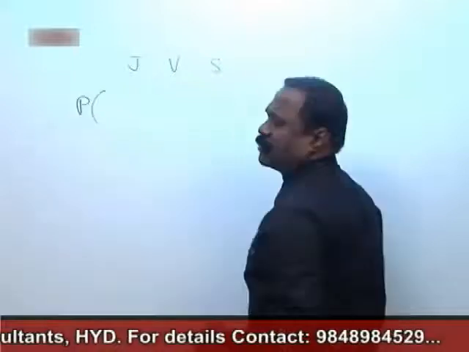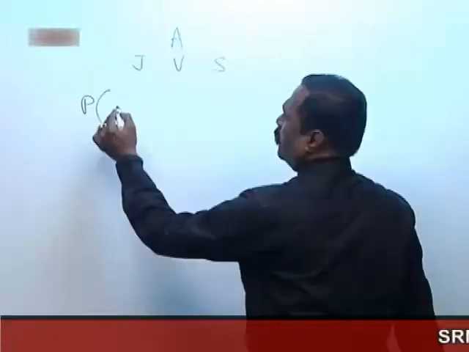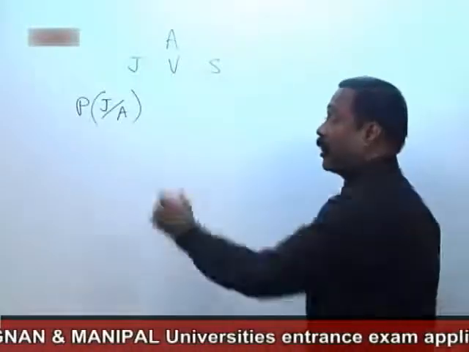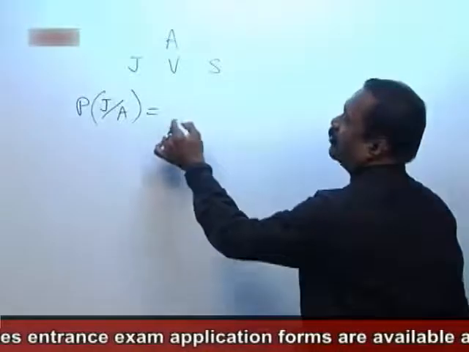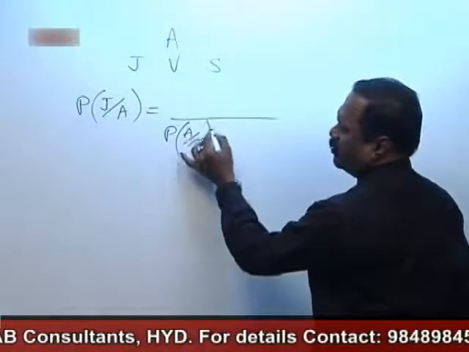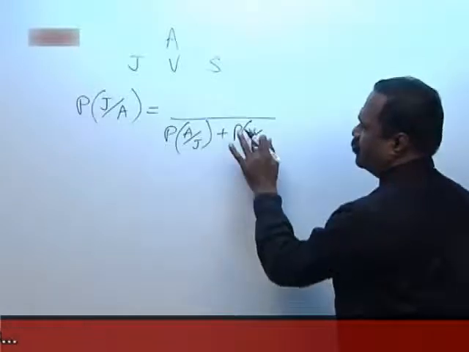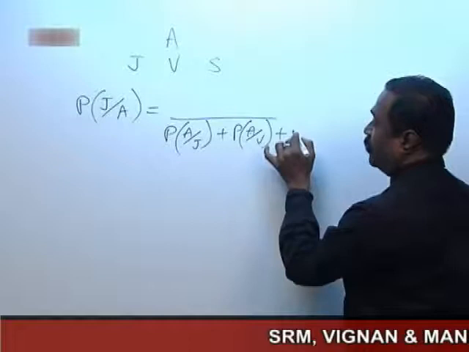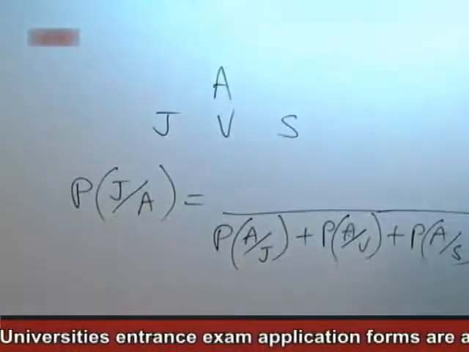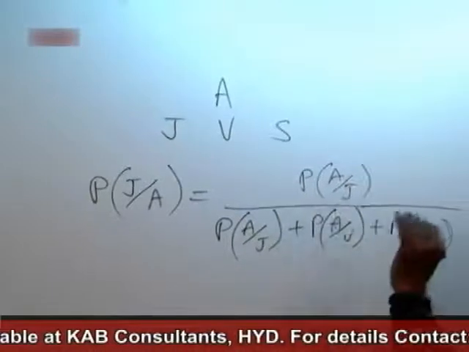That means the event of selection, let me say, as A. So the probability of your selection for JEE, P of J given A, must be the sum of all these probabilities. That is, probability of A given J plus probability of A given V plus probability of A given S. You need this one, which is to be taken up. That is probability of A given J, like this.